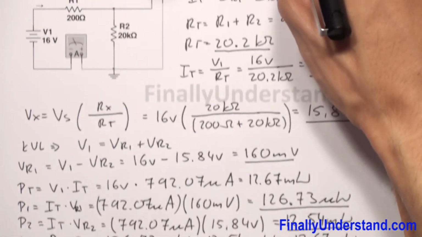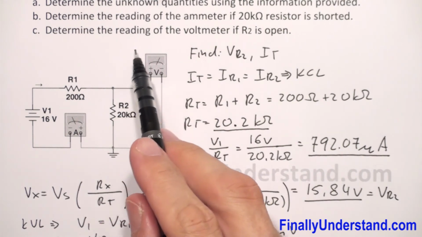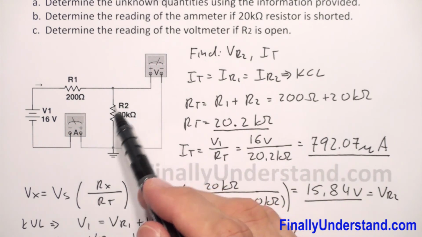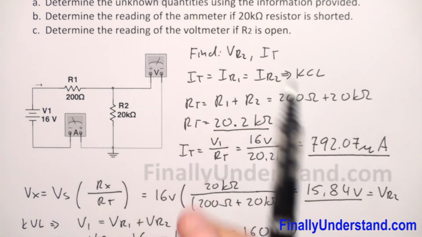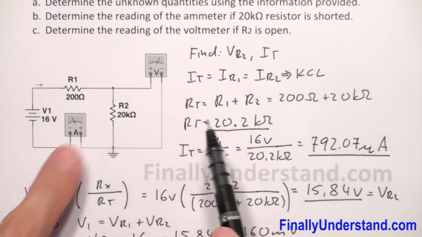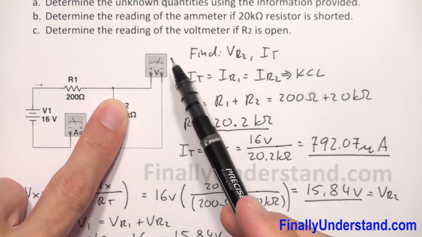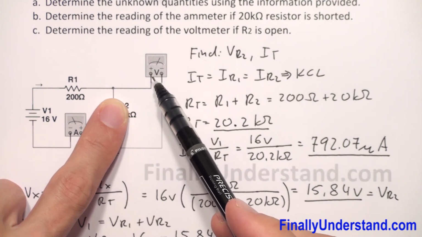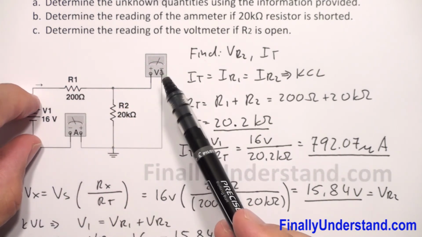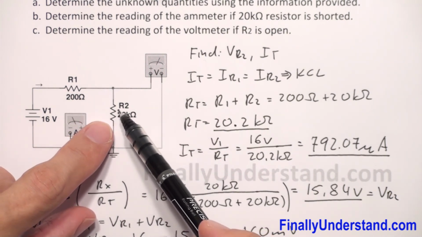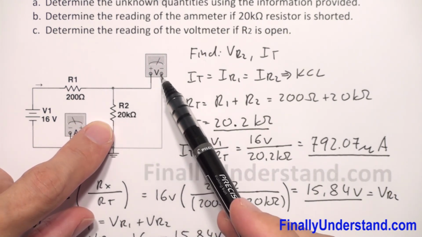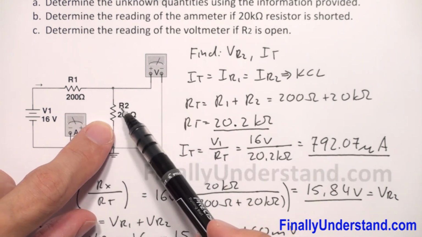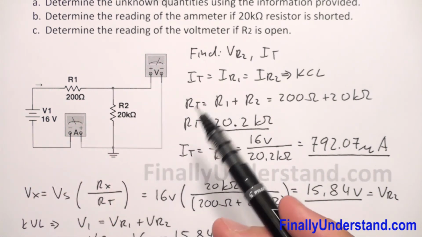In part C, the problem is asking me to find the reading of the voltmeter if R2 is open. If R2 is open, this is like a gap. So your voltmeter is going to measure nothing else, just simply the voltage source. Because if this resistor is open, your voltmeter is going to see the gap over here. And a gap in electronics means extremely large resistance.